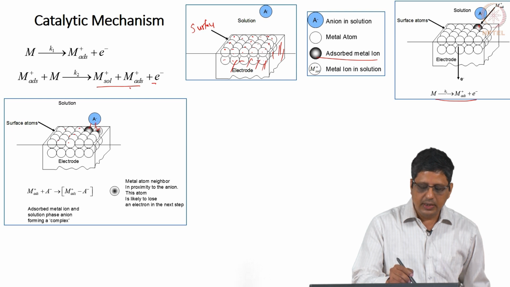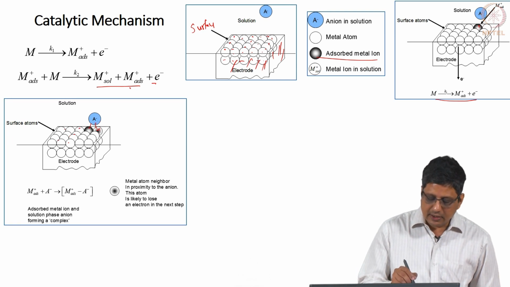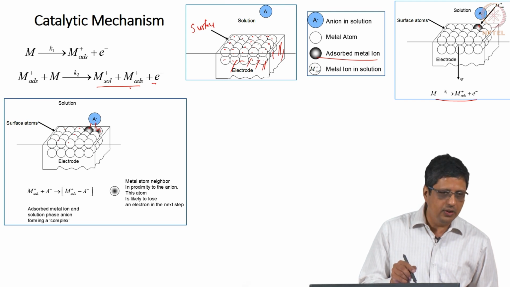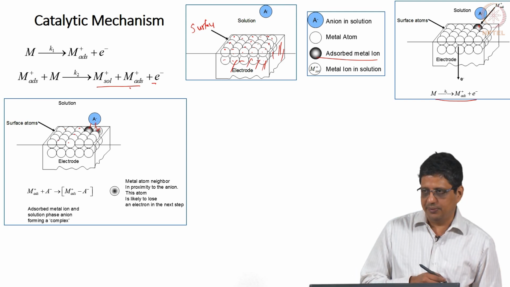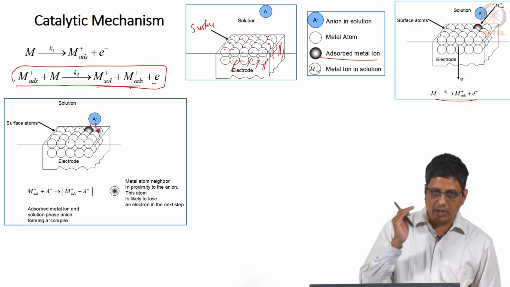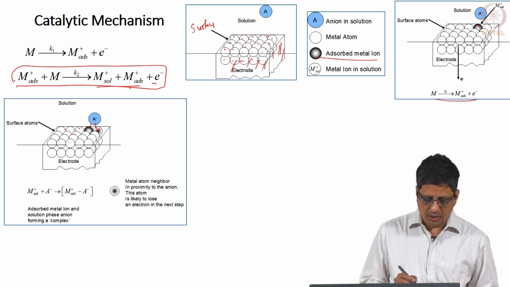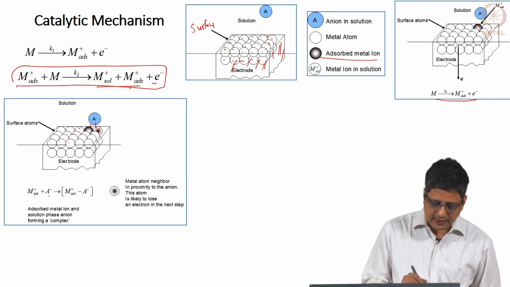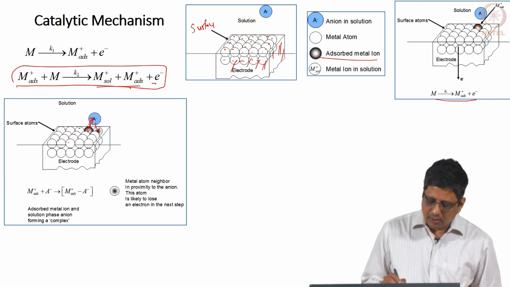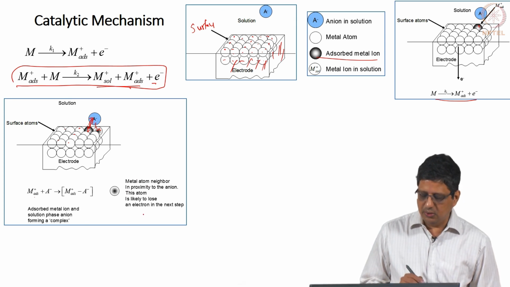So, this is not completely ionized yet, I am just marking it in a slightly different color to tell you that it is likely to lose an electron. So, this step I am splitting into two steps for our visualization. Metal adsorbed plus A minus forms a bond, metal adsorbed A minus, it forms a bond or complex, and the metal atom, the neighbor here which is in proximity to the anion, is likely to lose an electron.